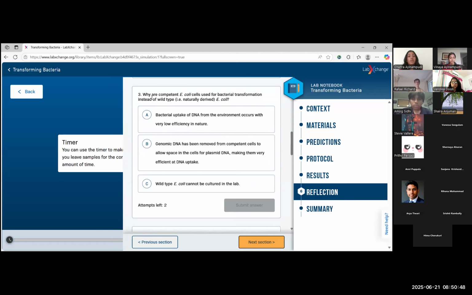Now, why are competent E. coli cells used for bacterial transformation instead of the wild type E. coli? So, bacteria can take up DNA from the environment, which occurs with very low efficiency, and genome DNA can be removed from competent cells to allow space in cells for plasma DNA to make them very efficient to take up DNA. And wild E. coli cannot be cultured in a lab.